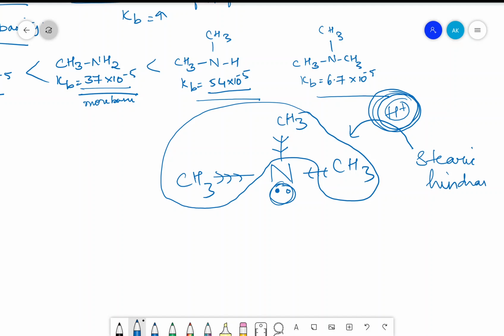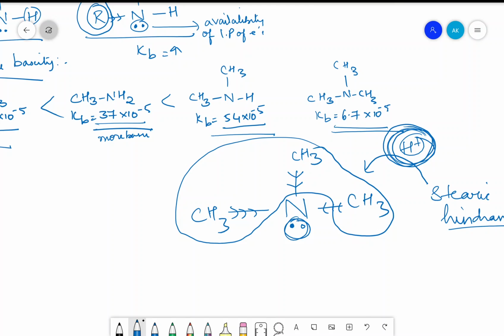It is called steric hindrance. That means it is blocking the path. So the basic analogy you have to remember: electrons are present in good numbers, but the path is blocked. That is why it is not able to show its basic property. That is why it is not enabling the formation of a bond with the incoming proton. So that is why the value is 6.7 into 10 to the power of minus 5 instead of more than 54. So that is the basic thing you have to remember in this basicity of amines.